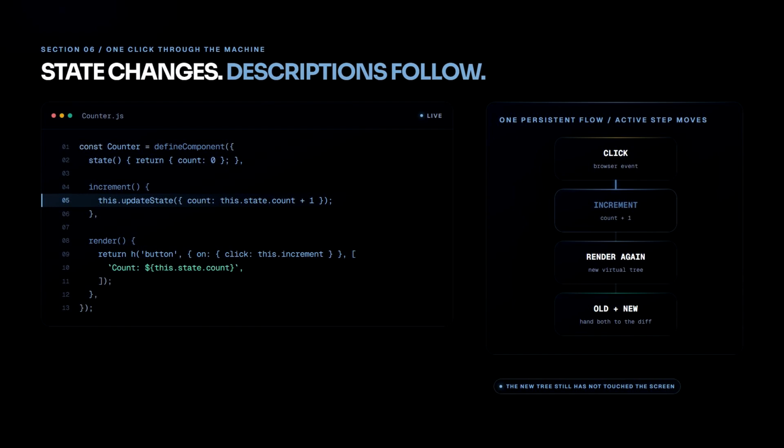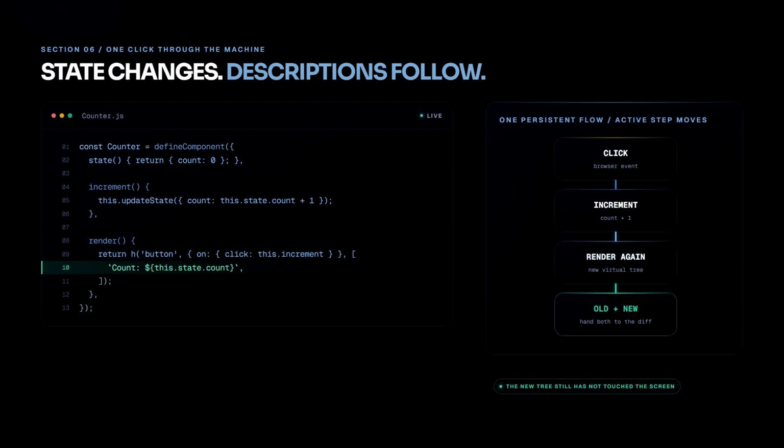On a click, the browser runs increment. It bumps the count, then calls update state. Update state runs the render again right there, and that hands back a new tree. Same button, except now it says count 1. But that new tree doesn't touch the screen either.